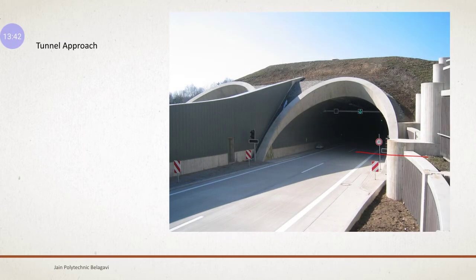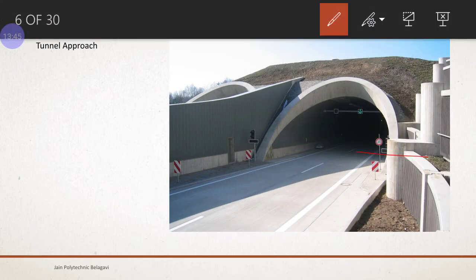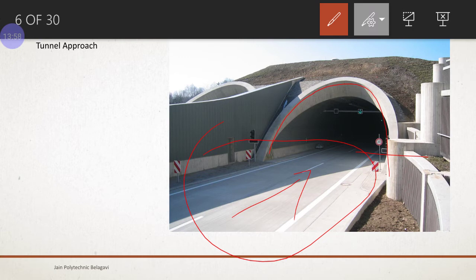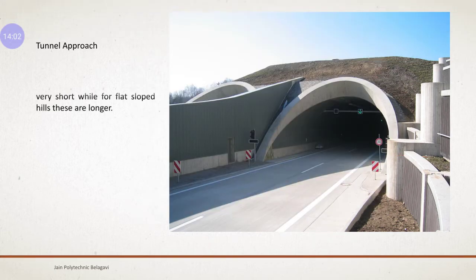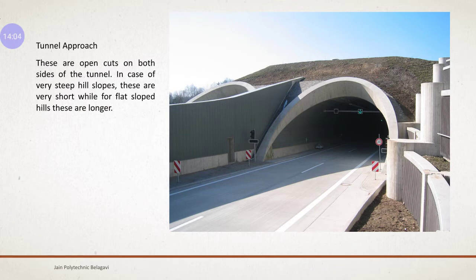Now here you can see, this is a tunnel, and this is a passage. Before the entrance, this area is called the tunnel approach. These open cuts are on both sides of the tunnel, on the opening side, the starting side, and the end side on the other side.